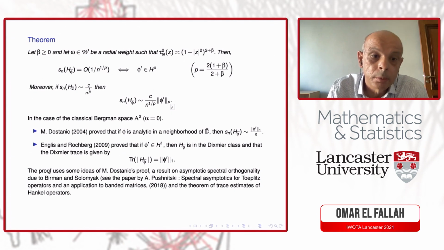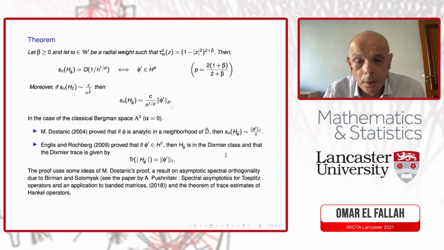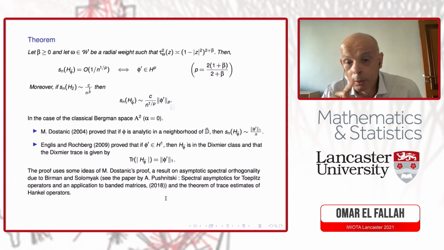The proof we propose here is due to some ideas of Dostanić, but it is heavily based on something like asymptotic spectral orthogonality due to Birman and Solomyak, which one can find in a paper by Pushnitski. And finally, we use our results on Schatten class estimates of Hankel operators.